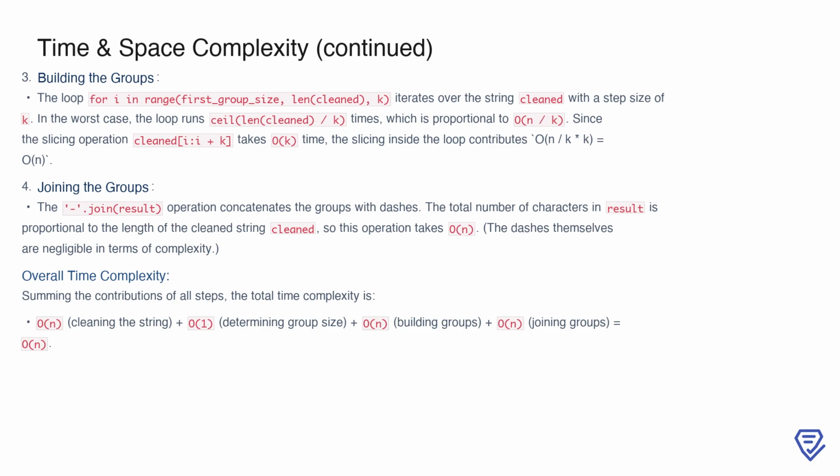Adding all these steps together, the overall time complexity is O(n) for cleaning the string, O(1) for determining the group size, O(n) for building the groups, and O(n) for joining the groups. Therefore, the total time complexity of the algorithm is O(n).